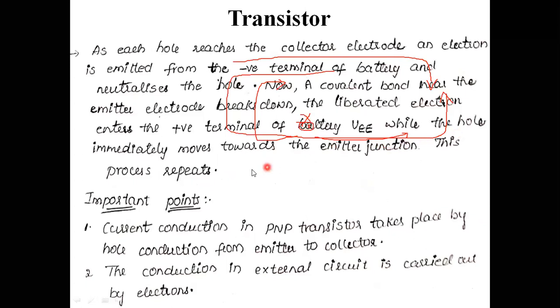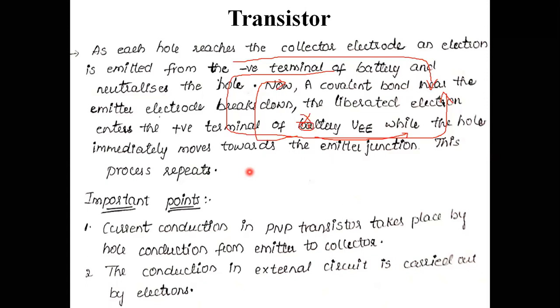VEE, while the hole immediately moves towards the emitter junction. This process repeats. When the covalent bond breaks, electrons travel from the negative terminal of the battery and move from the collector again to the base terminal, whereas holes move from the emitter via the base, and ultimately lead to the collector terminal only.